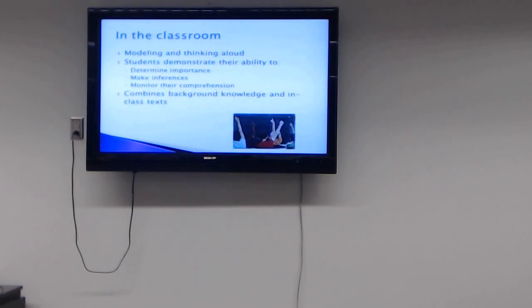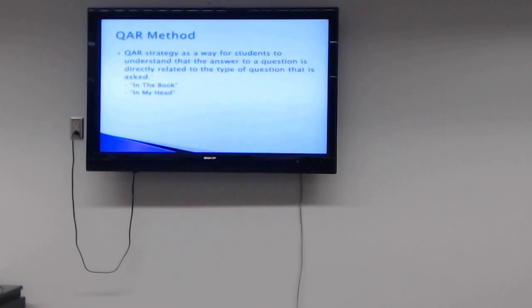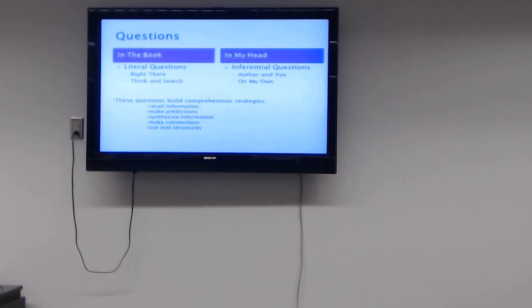in the classroom, with the QAR, you start out modeling and thinking aloud. Students demonstrate their ability to determine importance, make inferences, and monitor their comprehension. It combines background knowledge and in-class text. The QAR strategy is a way for students to understand that the answer to a question is directly related to the type of question that is asked. And there's two different types, in the book or in my head. And then those are broken down into two more categories each.